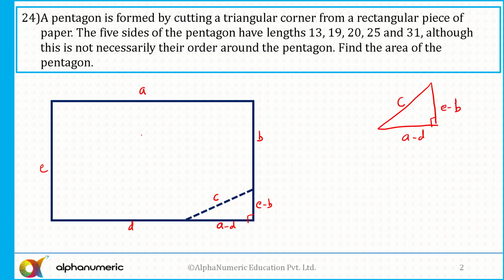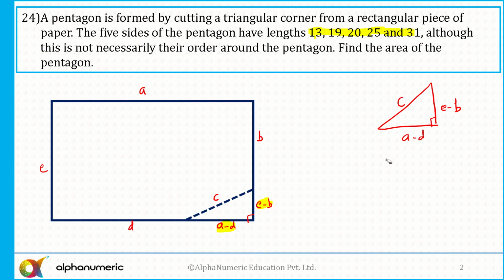And you can see that all the five sides of the pentagon are integers. So even A minus D is also an integer. Why? Because A is an integer, D is an integer, E is an integer, B is an integer. Why are all the sides integers? Because it is given here: all the five sides are integers. So the difference of any two integers, like A minus D, is also an integer, and E minus B is also an integer. So we are getting a right angle triangle in which all the three sides are integers. So it must satisfy a Pythagorean triplet, yes or no? So what are the possible Pythagorean triplets?